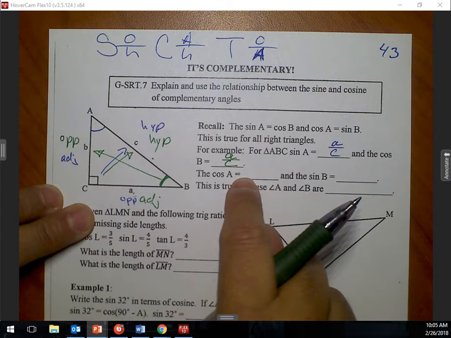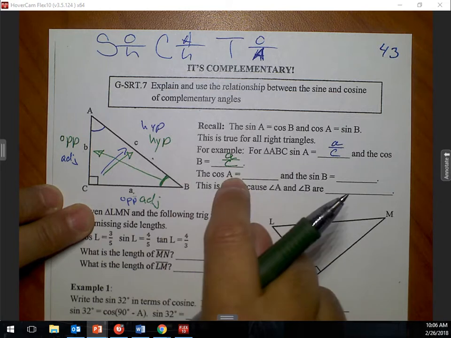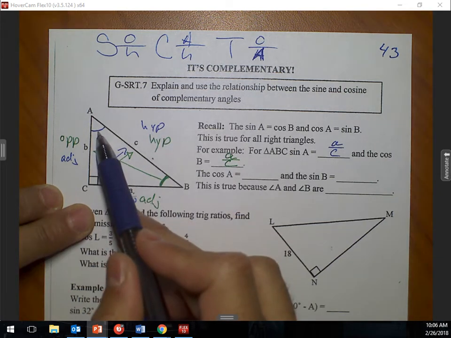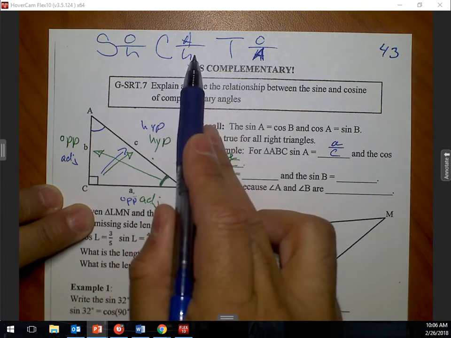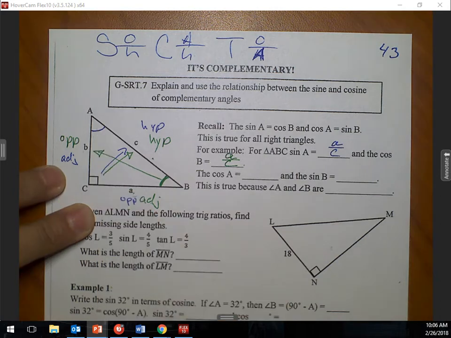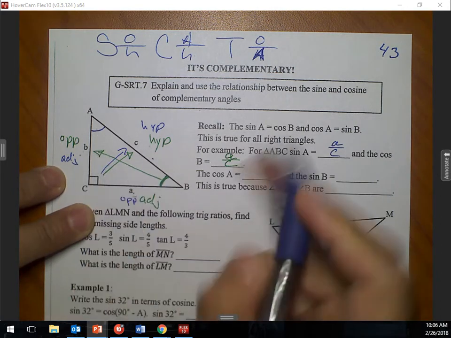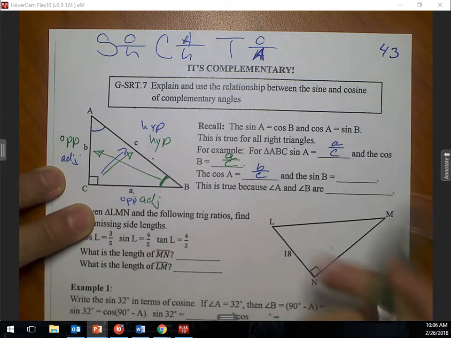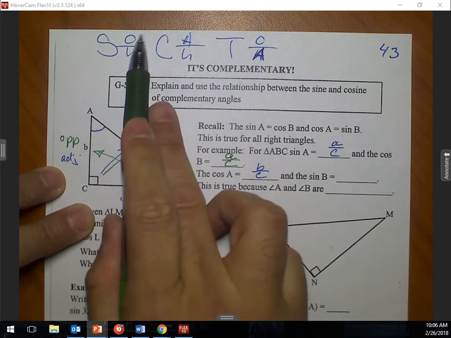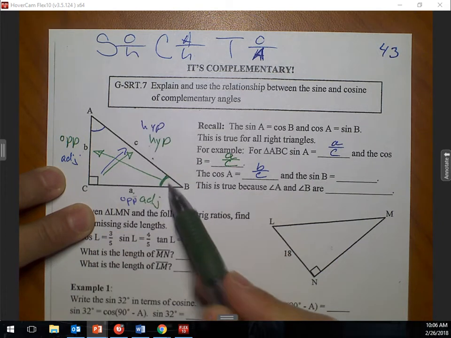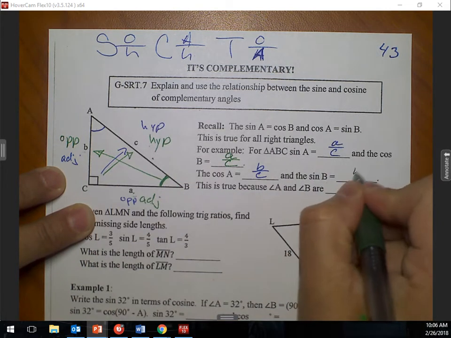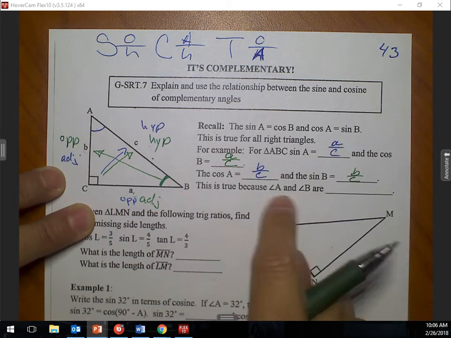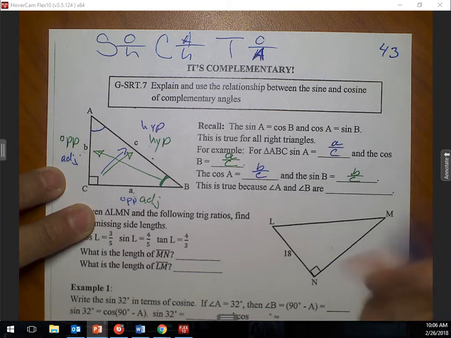Okay? So right here, the cosine of A, so now let's go back to blue. The cosine of A. Cosine is adjacent over hypotenuse. So from A, that's going to be what? B over C. And the sine of B. So that's going back to green. Sine of B, opposite over hypotenuse. So in green, that's going to be B over C. Very good. You notice the pattern works out all the time. It's true because A and B are both complementary.